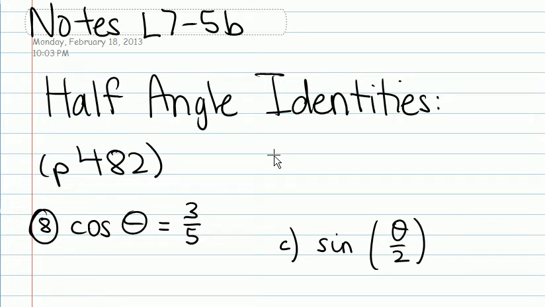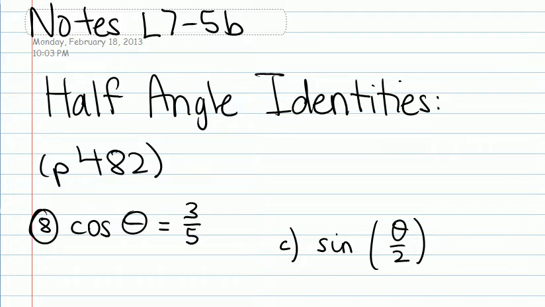So these are notes for lesson 7-5, part 2, the half angle identities. We did the double angles on Friday, so today we are doing the half angles the rest of the lesson. We're going to be on page 482 and start with problem number 8.